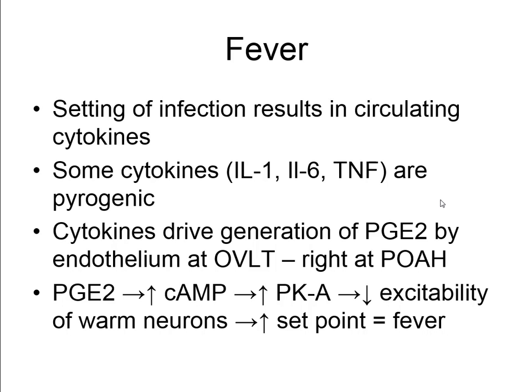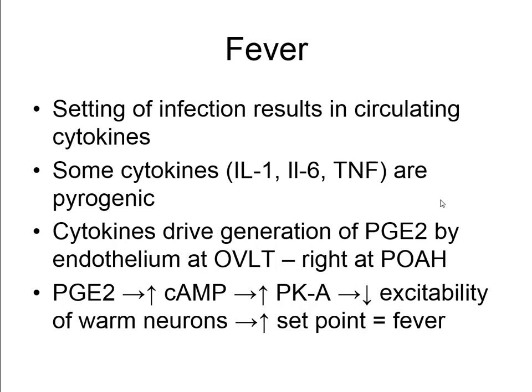They also can access the hypothalamus the same way that osmolality can. Okay? These are large protein molecules. They don't normally get into the CSF. Okay? But instead they can, through the organum vasculosum of the lamina terminalis, which is right by the preoptic anterior hypothalamus. So now you've got the cytokines.